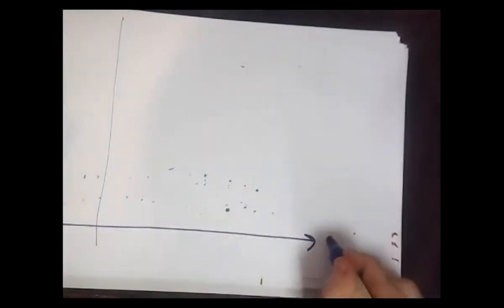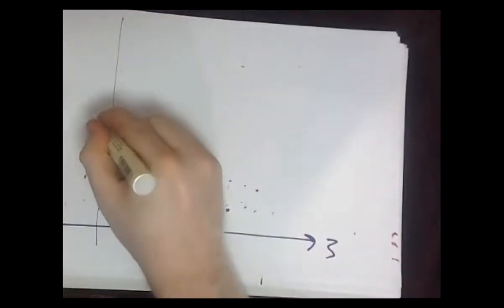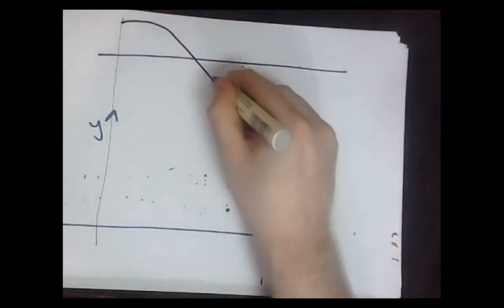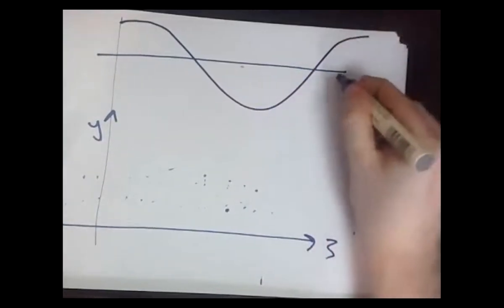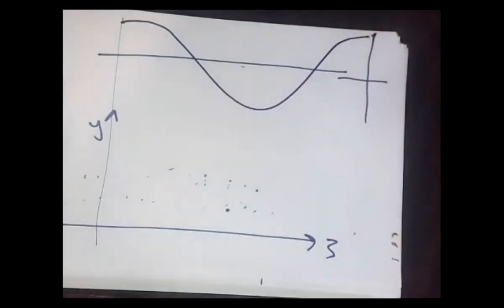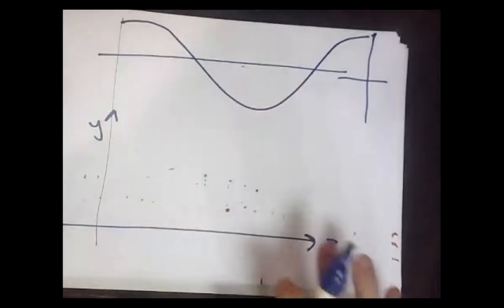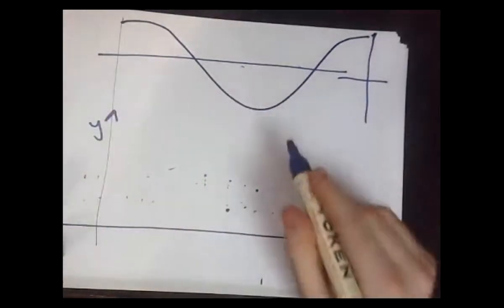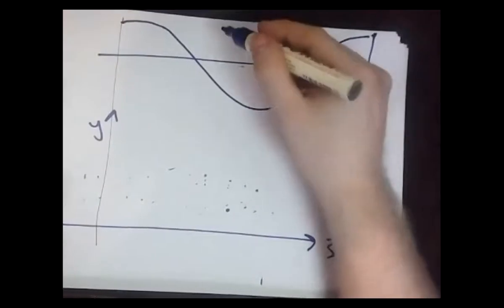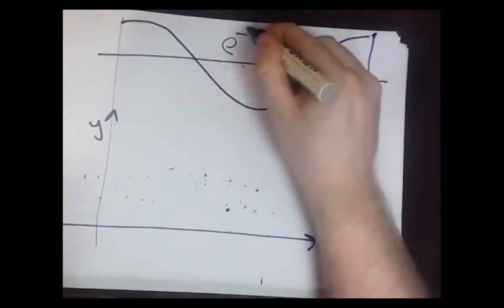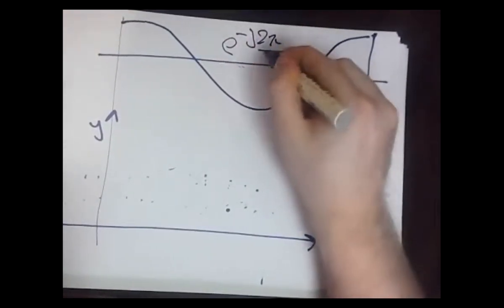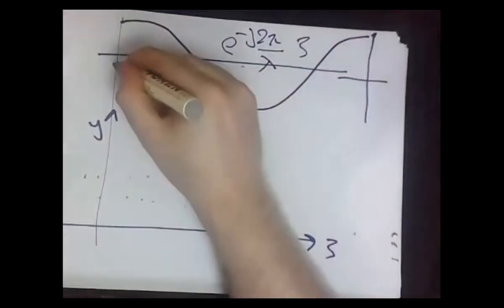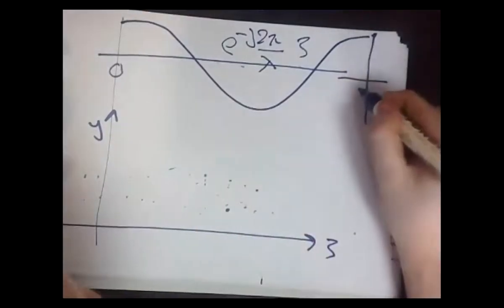Let me make it in a clear way. If this is the z-axis and this is the y-axis, I will plot a cosine function here to illustrate the case. Of course, my plotting is not so good, so it's not as symmetric, but it should be symmetric. So here, as you can see, we have e power minus j 2 pi over lambda z. If z is equal to 0, this is here. If z is equal to pi, this is here.